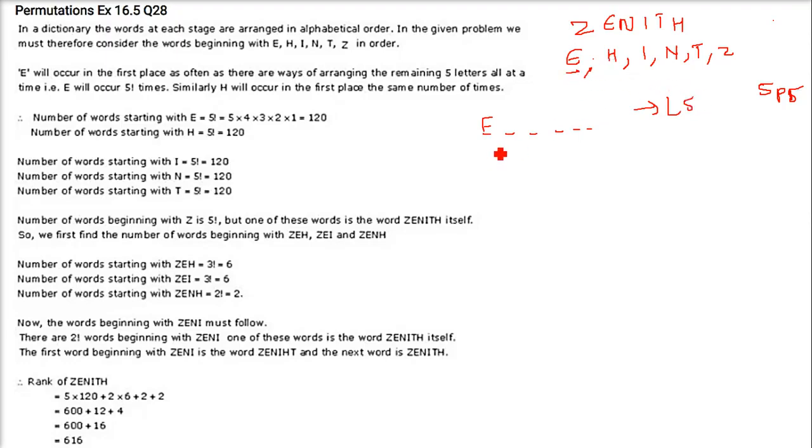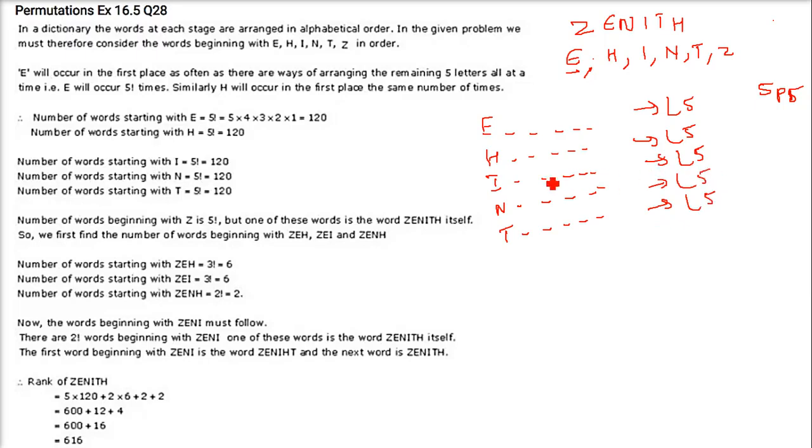So first E will come, then H will come. H, then 1, 2, 3, 4, 5, same thing, factorial 5. Then comes I, same thing, factorial 5. N will come, factorial 5. Then T, factorial 5. Now, after all this is done, Z will start here. So first Z, E will come. So 4 will be remaining.